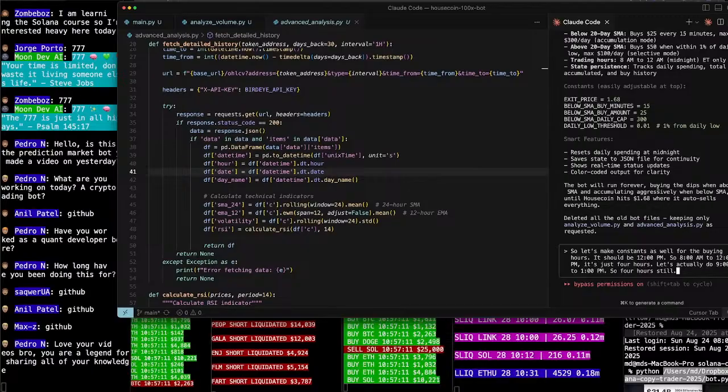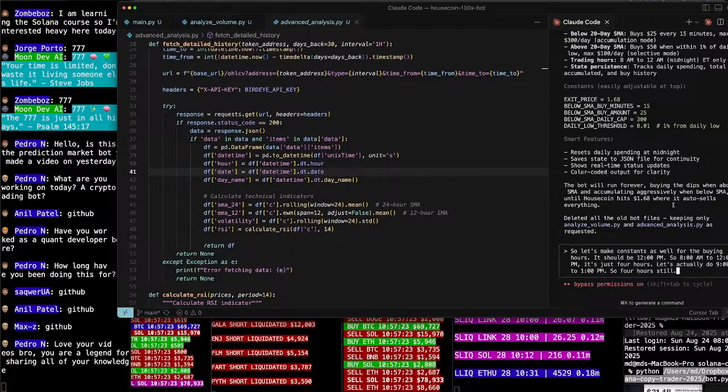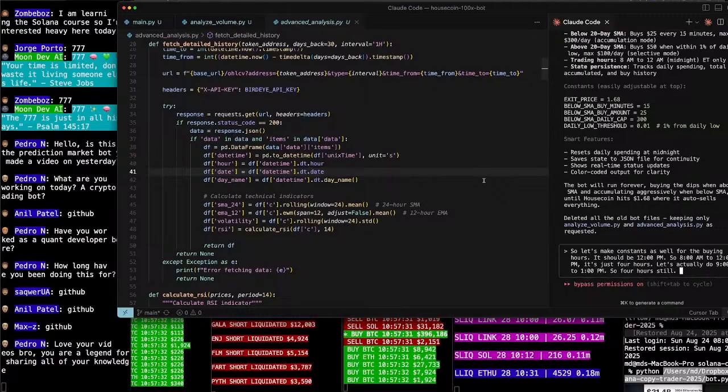So the bot will run forever, buying the dips when above the SMA and accumulating aggressively when below the SMA until Housecoin hits 168, and then it auto sells everything. Deleted all the old files. Also, I'll have this running on my screen, so make sure it has nice colorful prints with colorama so I can see what's going on.